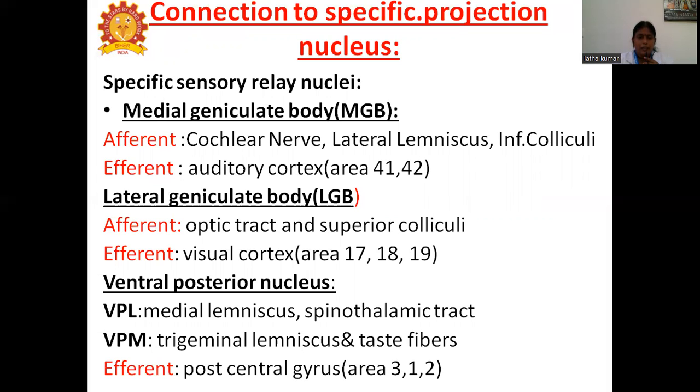Next one is the ventral posterior medial nucleus. It receives afferent fibers from the trigeminal lemniscus and taste fibers. The trigeminal lemniscus carries the afferents from the face, and the taste fibers bring the taste sensation.